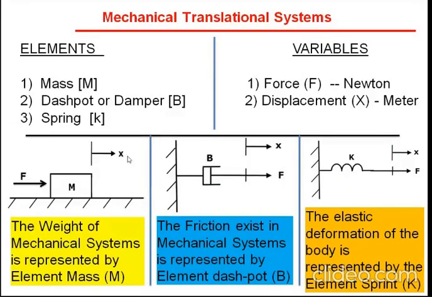Now coming to the elements. Similar to electrical circuits, where the elements are R, L and C, and the variables we consider are voltage and current, in the same way in mechanical systems there are three elements: mass, and the frictional element, in other words the dashpot, also known as the damper element, denoted by capital B, and the graphical symbol I have shown here.